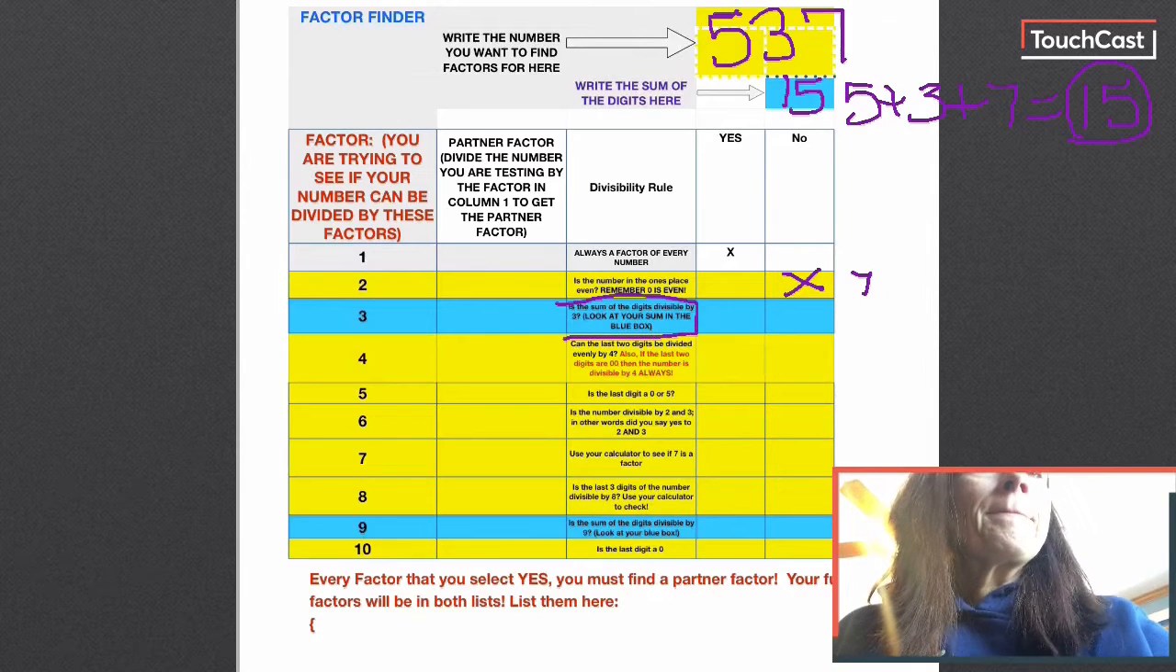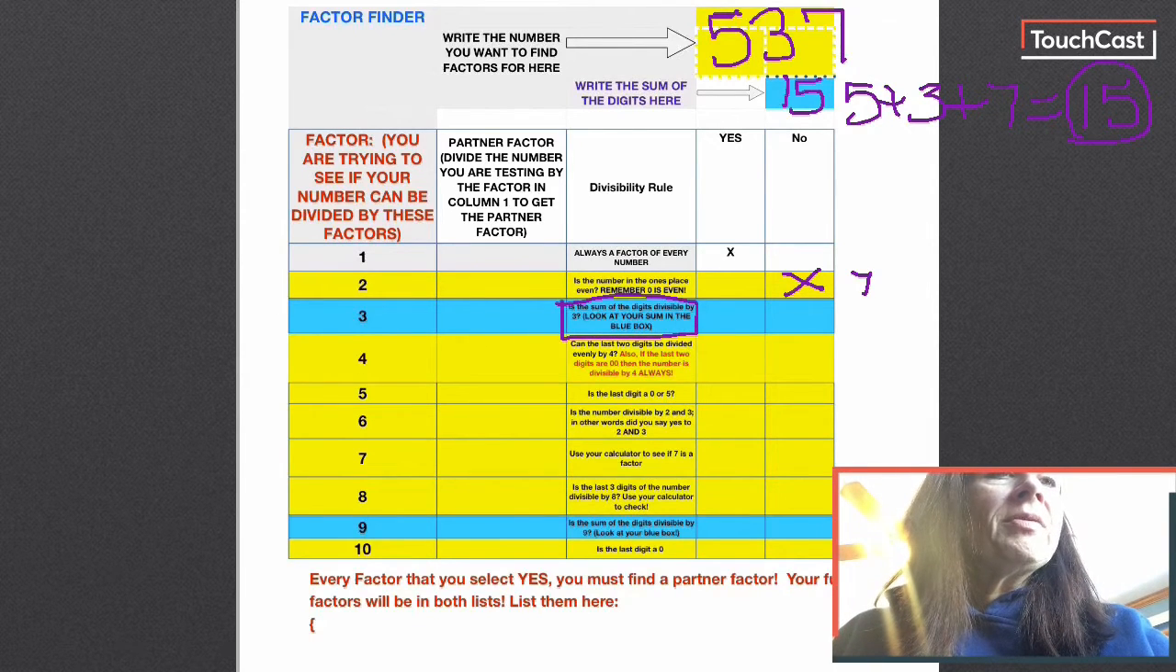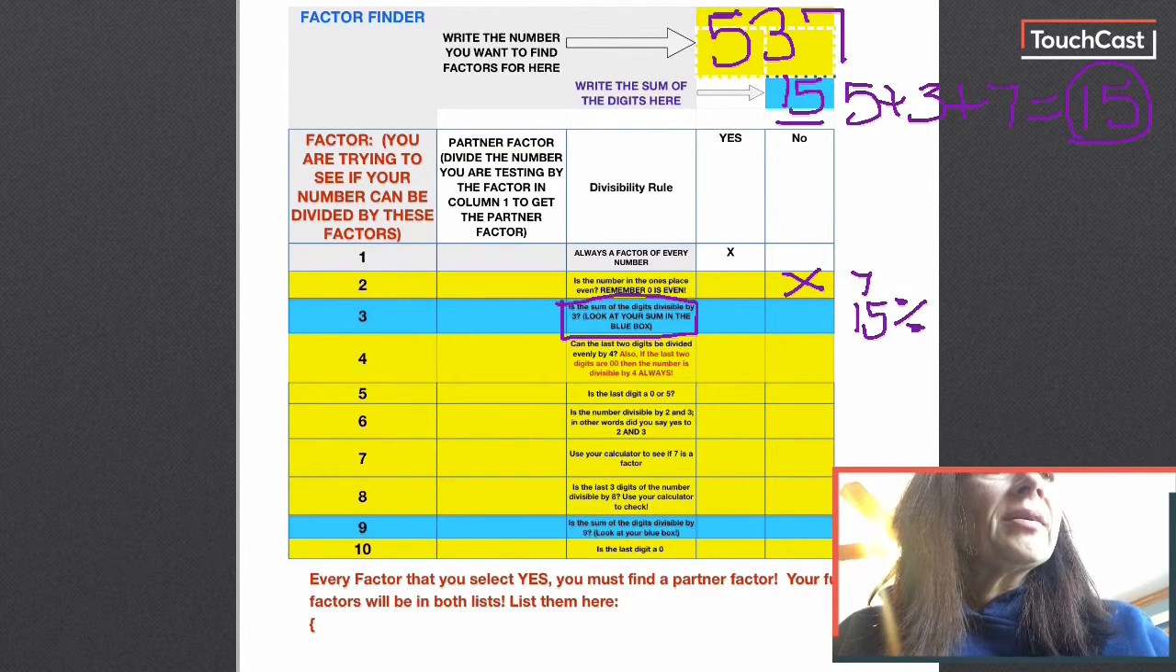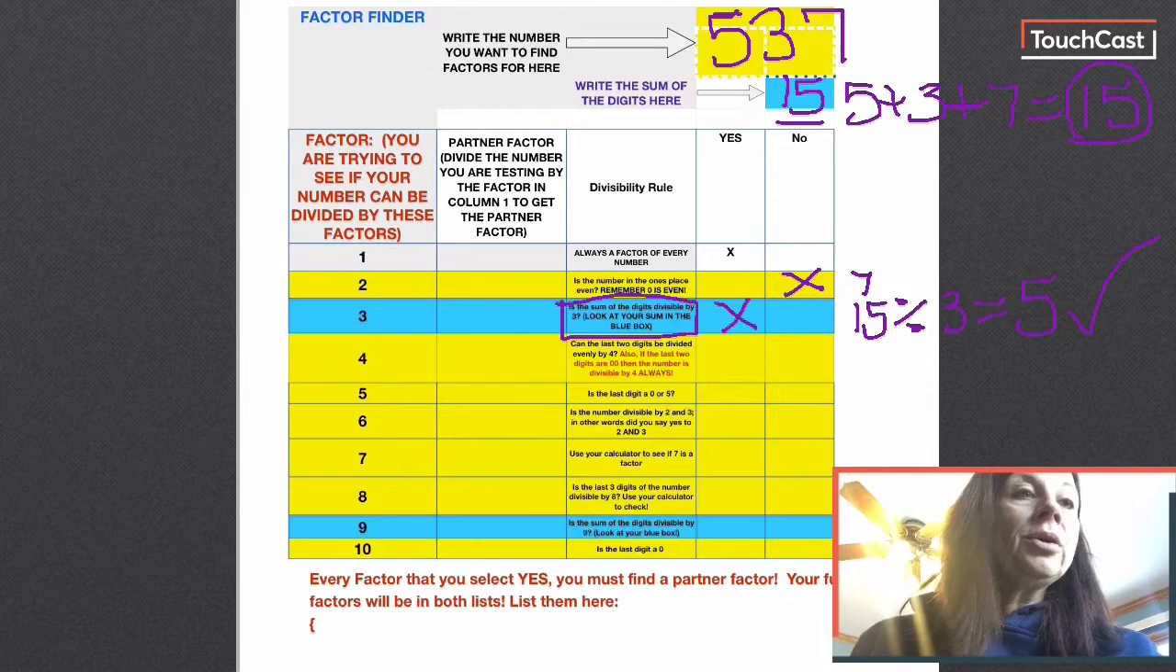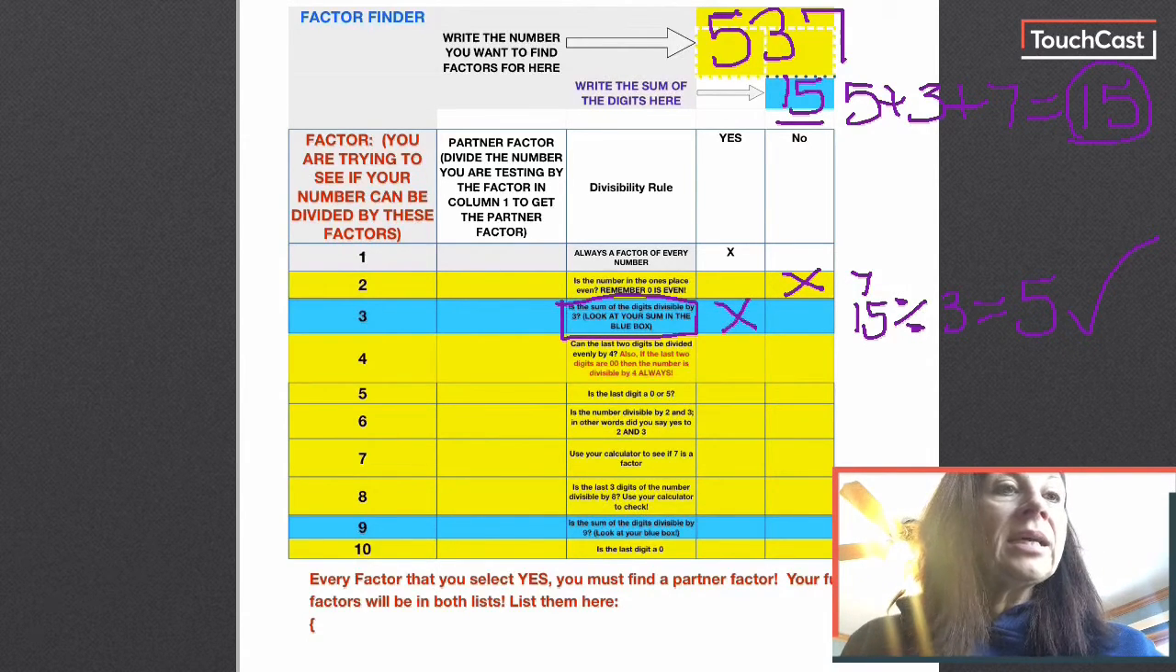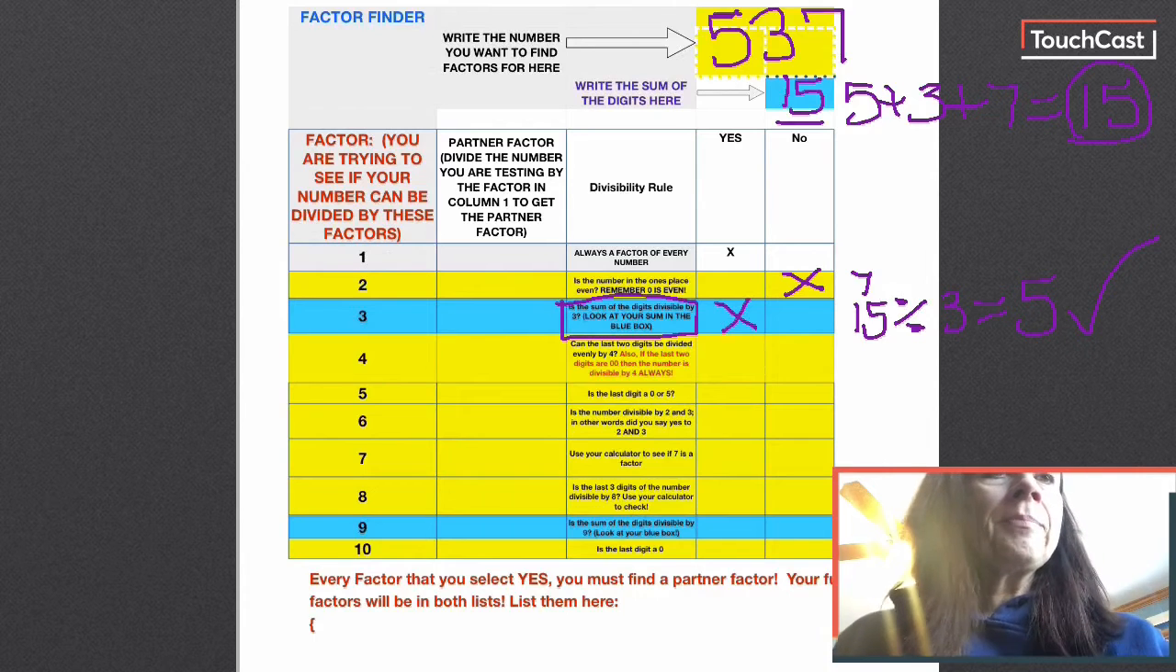Look at 3. Is the sum of the digits divisible by 3? The sum of the digits is 15. Write your division problem on the side. 15 divided by 3 equals 5. So yes, this number is divisible by 3. Who knew? Would you have known that 537 was divisible by 3 without doing this little test? I don't think so. I wouldn't have.